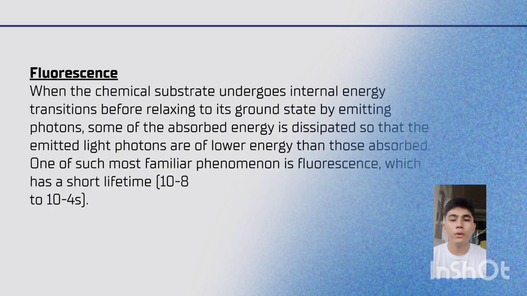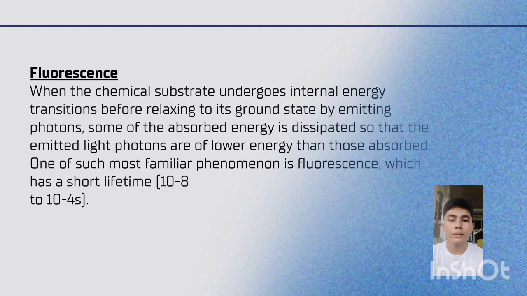The second one is fluorescence. It is a phenomenon where a chemical substance absorbs light and gets excited to a higher energy level. But unlike resonant radiation, it doesn't immediately release the energy. Instead, the substance first undergoes internal energy transitions, meaning some of the energy is used or lost inside the molecule before it returns to its ground state.